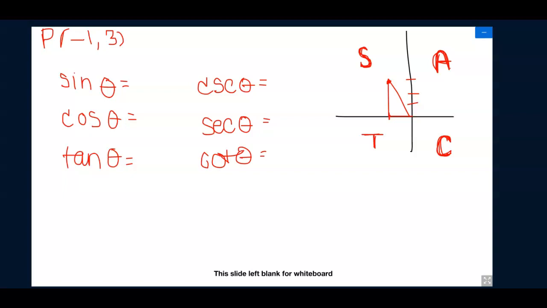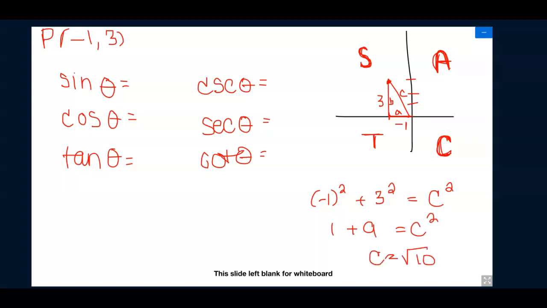So after I have my points, I need to use Pythagorean theorem to find the missing side. So the length of the side of the triangle here is -1. The length of the side up is 3. Now we know when we talk about length that -1 is going to become positive. But this is like my a squared, b squared, c squared. So we're going to plug in. So you have -1 squared plus 3 squared equals that missing side, which is the hypotenuse. So I get 1 plus 9 equals c squared. So c is equal to the square root of 10.